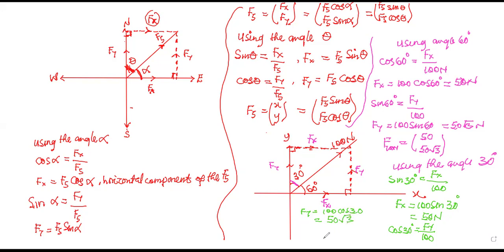Okay, class, it is now obvious that whether you use the angle it makes with the y-axis or the x-axis, the value is still the same. The answer is still 50 for x and 50 root 3 for y. So whichever way you look at it, you must get the same results. Class, is that okay?